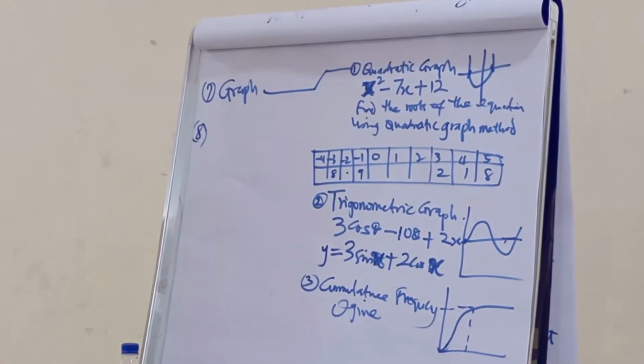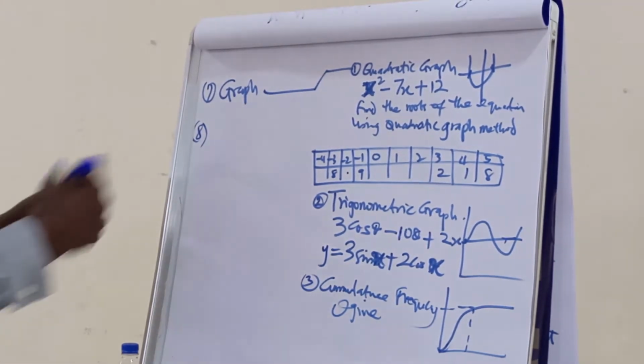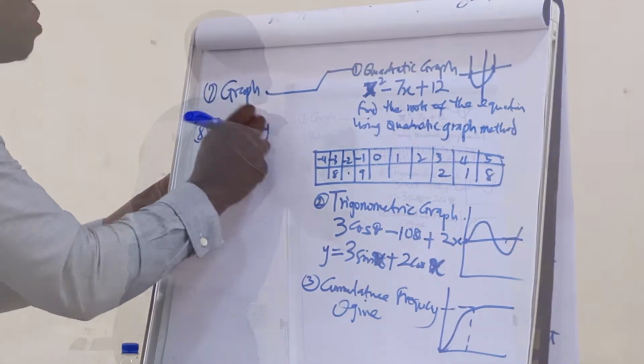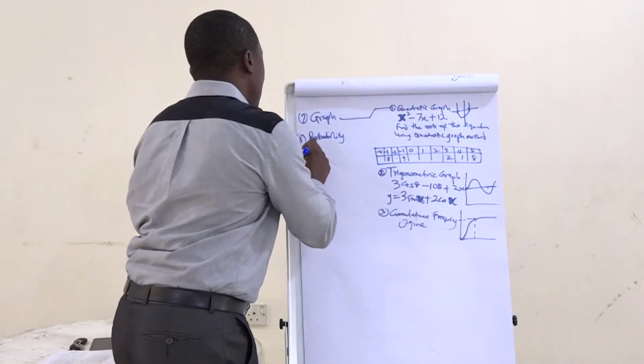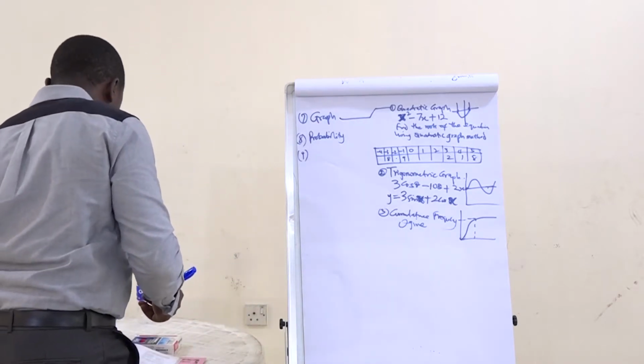we have statistics, which is under this one. We have probability. Probability is something that will always come out. And these are topics that we need to memorize.